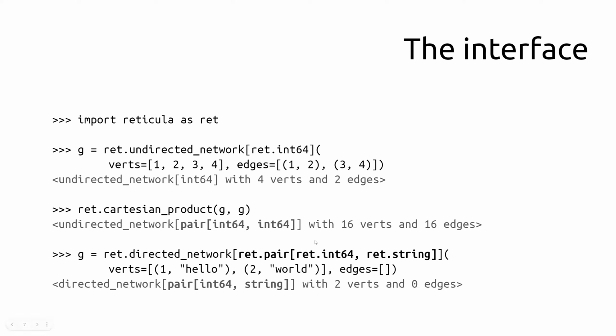So here is another example. You're creating a directed network where each vertex is a pair of integers and strings. So you can see here vertex 1 is 1 comma hello, and the second one is 2 comma world, and each one is one vertex.